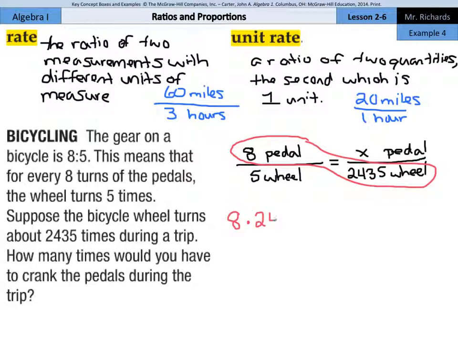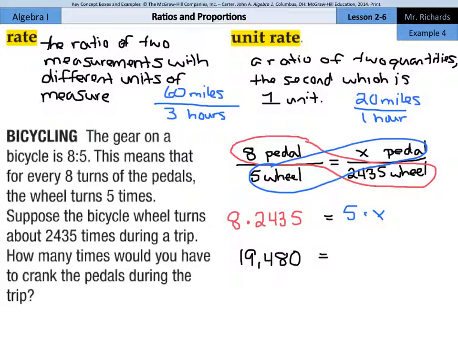8 times 2,435 is going to be set equal to 5 times x. 8 multiplied by 2,435 is 19,480, and that's going to equal 5x. Lastly, if I divide by this 5 on both sides, my solution, 3,896, is going to equal x, and that is our number of pedal turns.